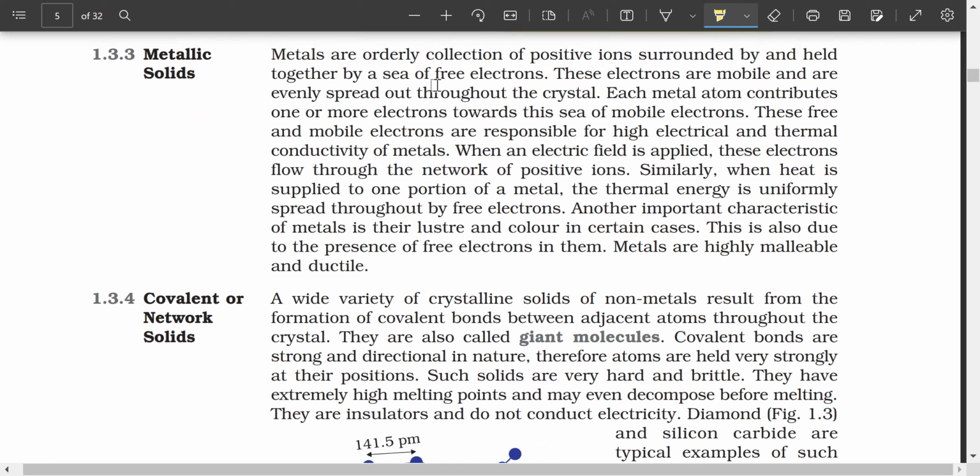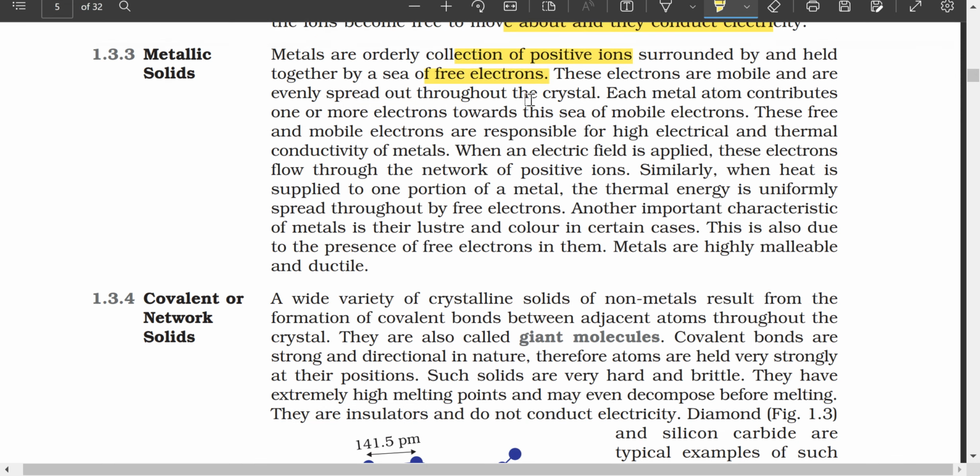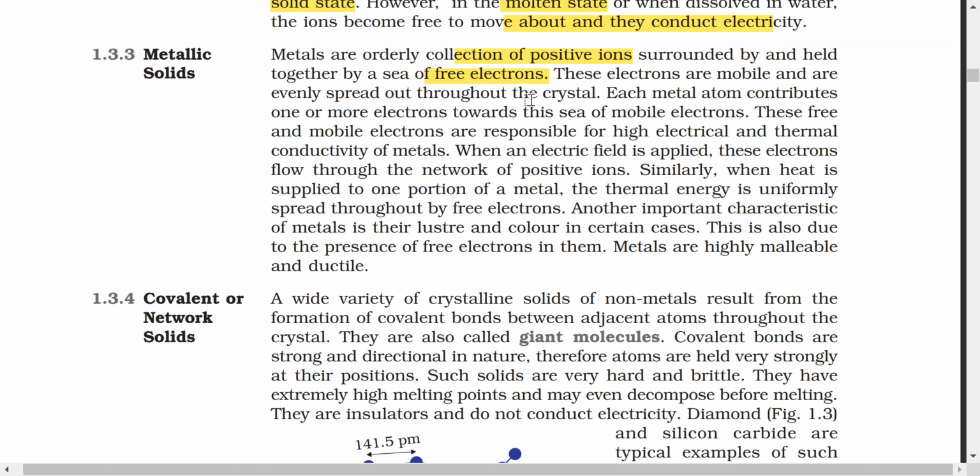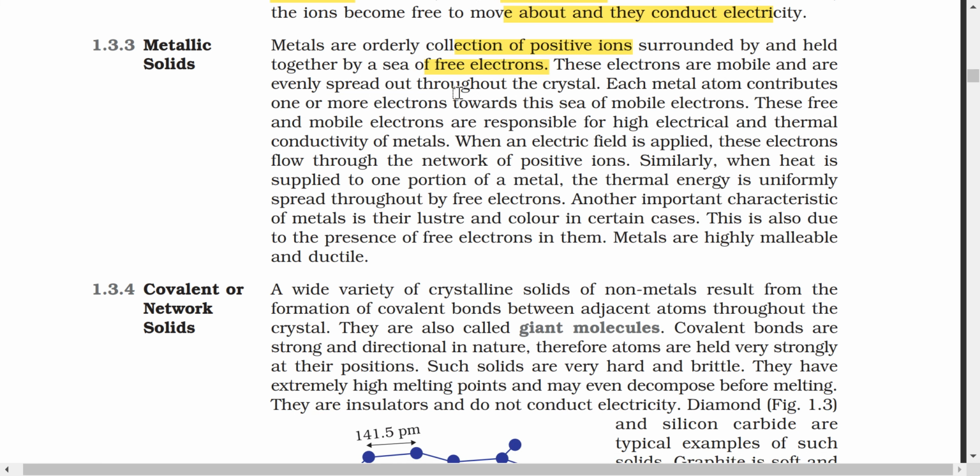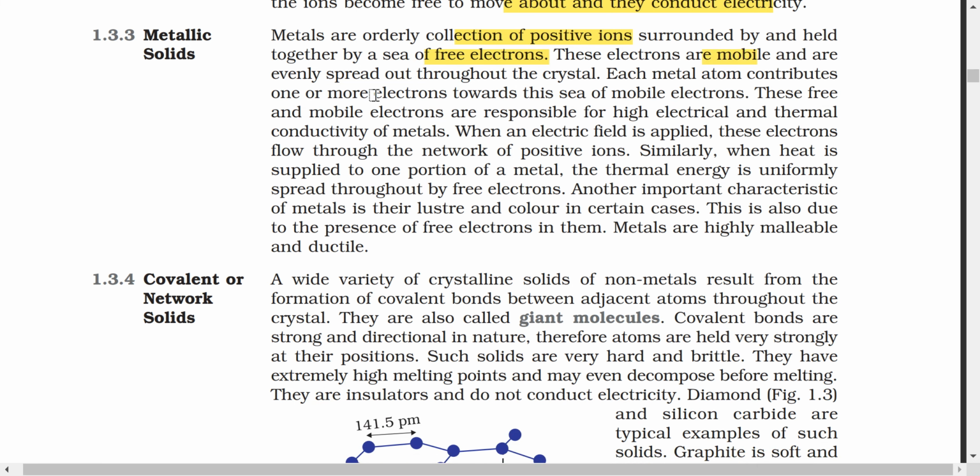Metallic solids. Again, metals are an orderly collection of positive ions surrounded by and held together by a sea of free electrons, है ना? मेटल कर्नेल होता है, बीच में उसके इर्द गिर्द हमारे इलेक्ट्रॉन्स होते हैं। तो ऐसा हमारे पास मेटलिक सॉलिड बनता है। मेटल क्या होता है? Basically a collection of positive ions surrounded by and held together by a sea of free electrons. These electrons are mobile and are evenly spread out throughout the crystal. Each metal atom contributes one or more electrons towards this sea of mobile electrons. These free and mobile electrons are responsible for high electrical and thermal conductivity of metal.